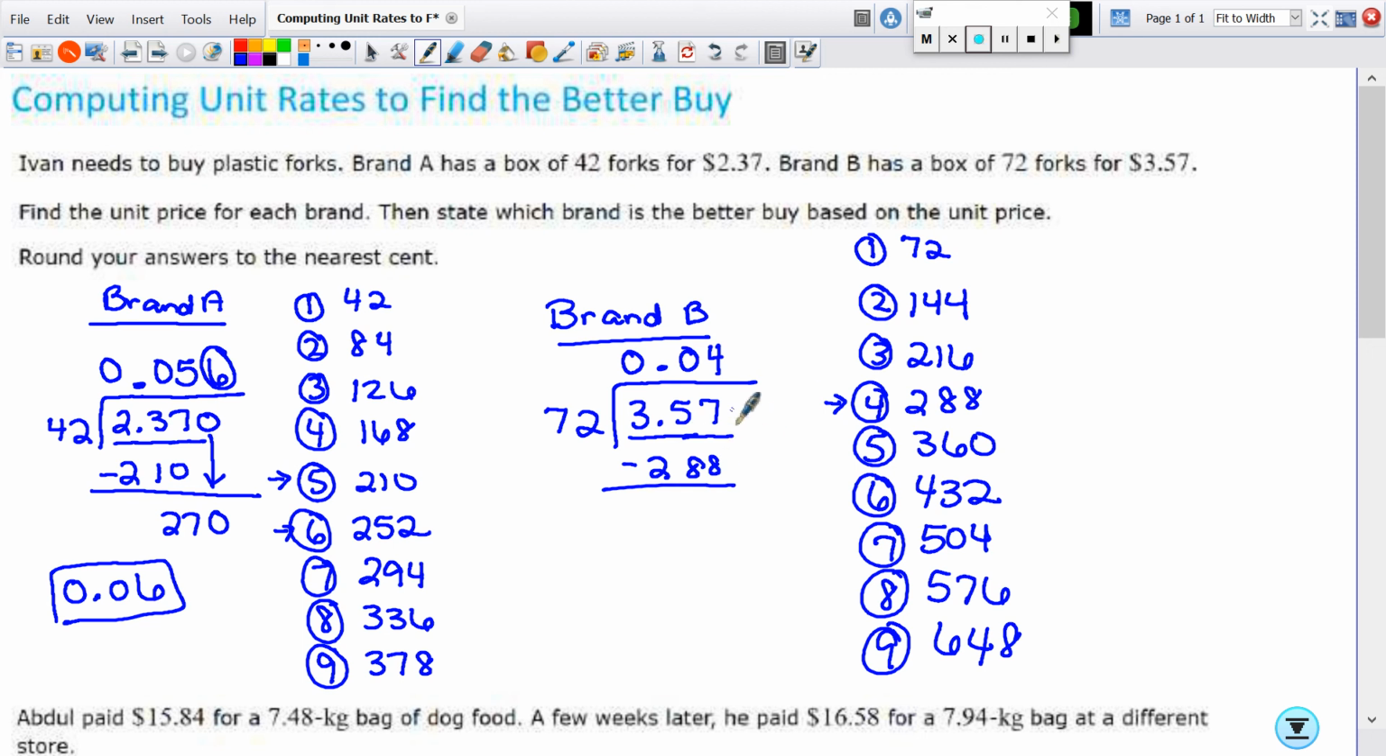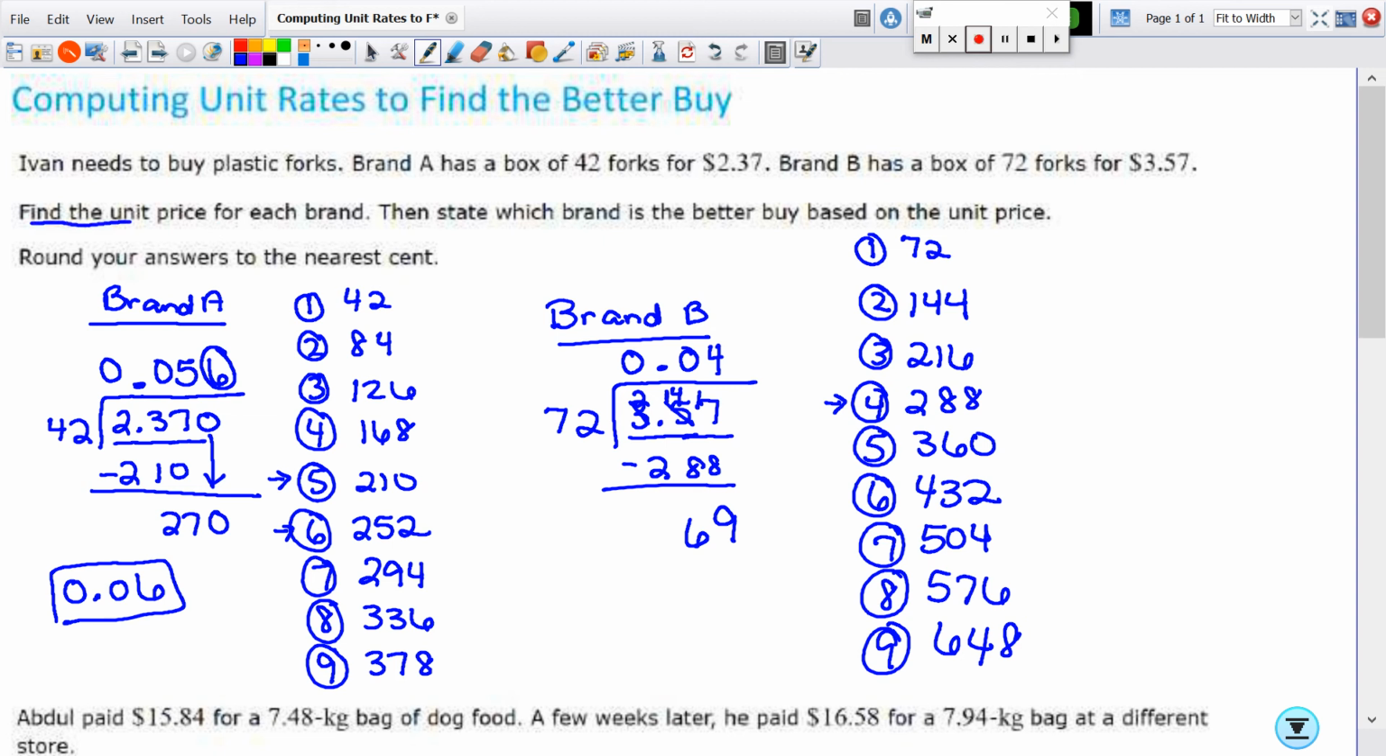I'll talk about that in a minute. Okay, I want to subtract these. I need to borrow from the 5. So 17 take away 8 is 9. I need to borrow from the 3. 14 take away 8 is 6, and then 2 take away 2 is just 0. Now my answer is either going to be 4 cents or 5 cents.